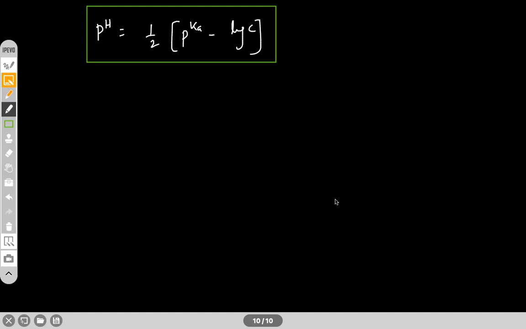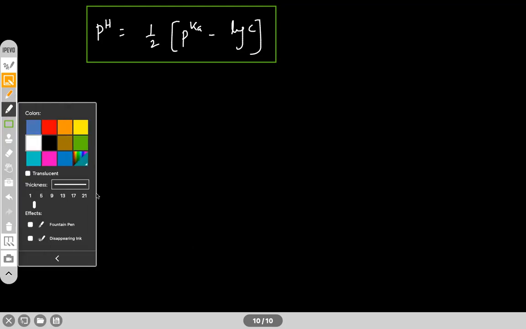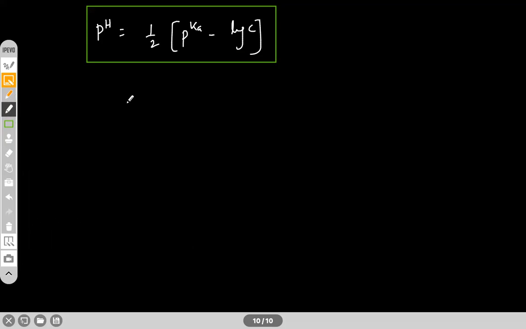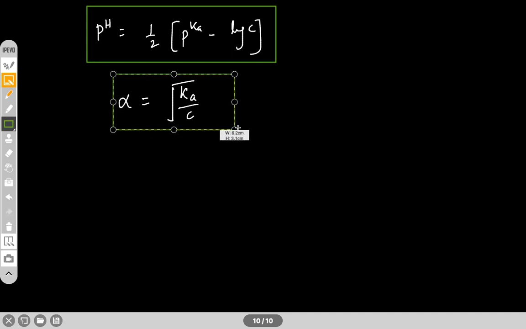Sometimes they also ask you to find out the degree of dissociation, that is alpha. So alpha is equal to, the formula we have already seen, alpha is equal to root under of Ka by C. Right? So sometimes they'll ask you to calculate alpha as well.